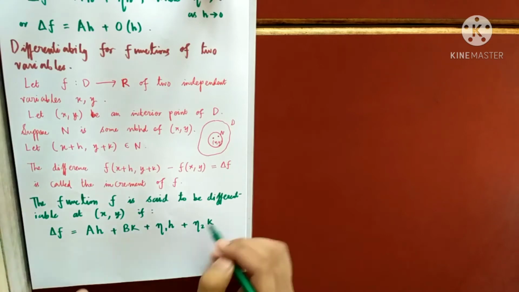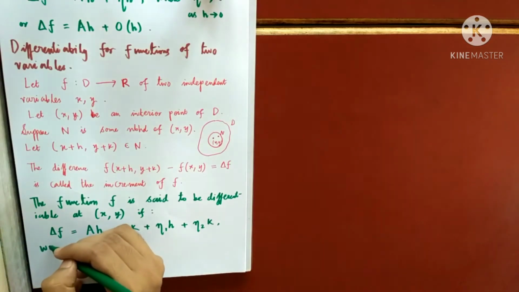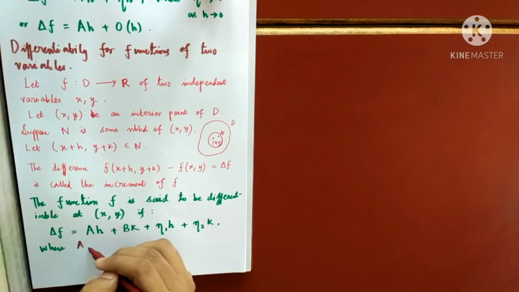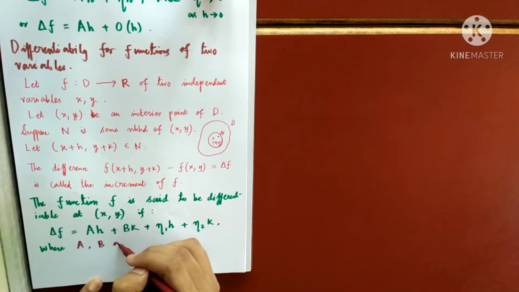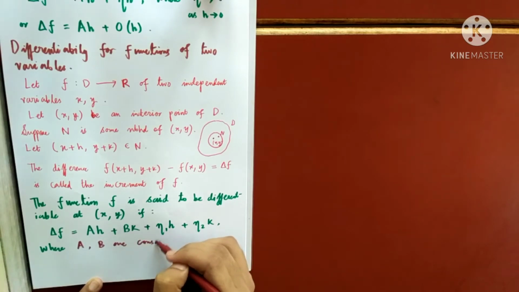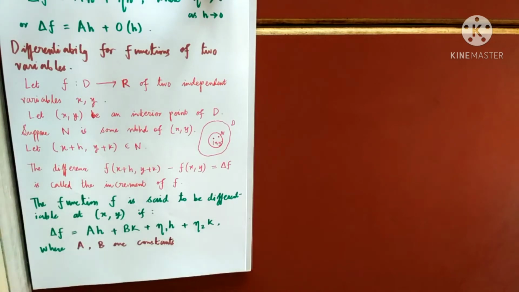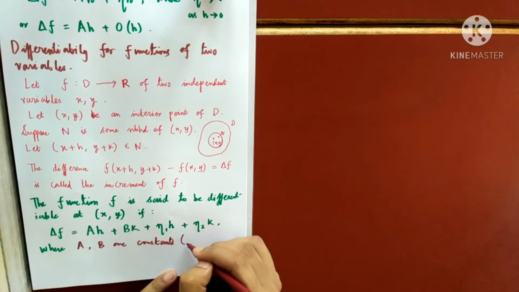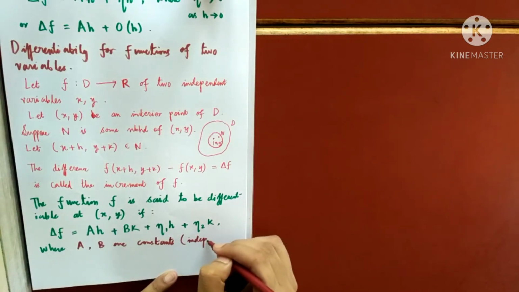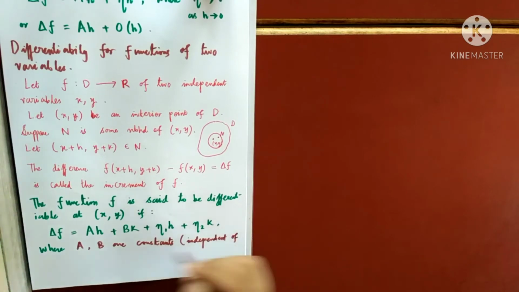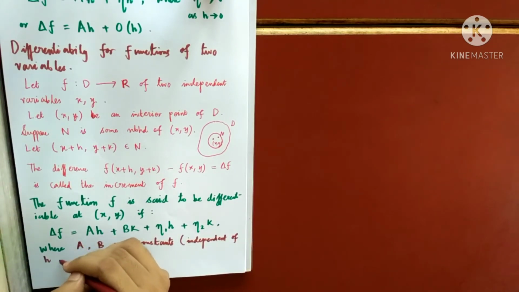So I should write all those things where, what is this a and b? There are some numbers, right? Where a comma b are constants. That means independent of h and k. A and b are independent of h and k. You may write constants independent of h and k.